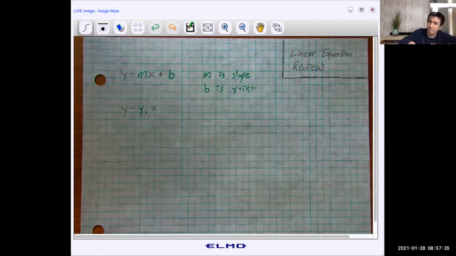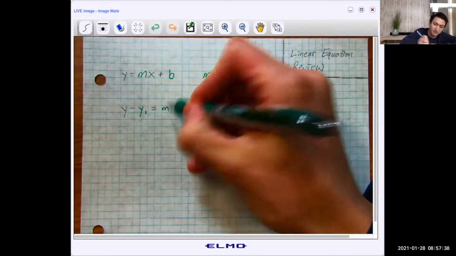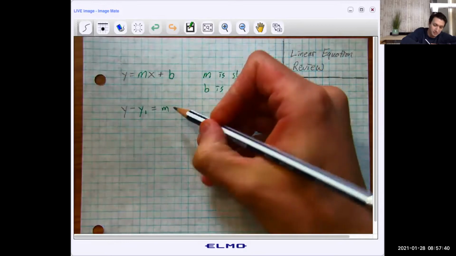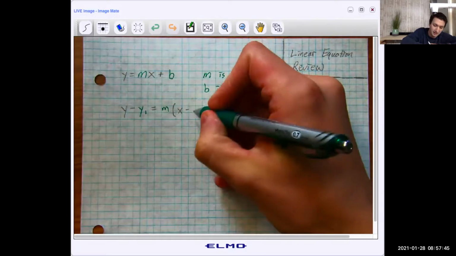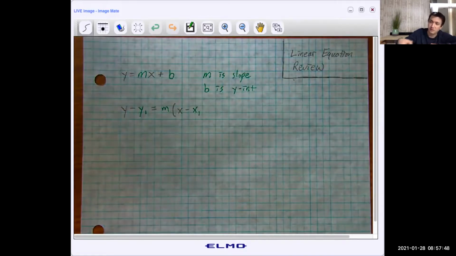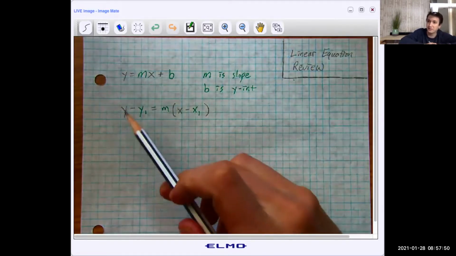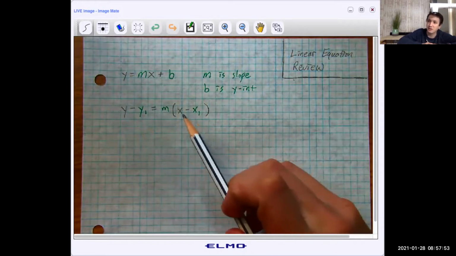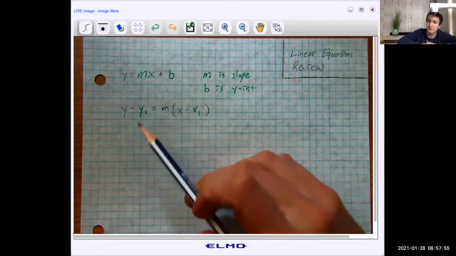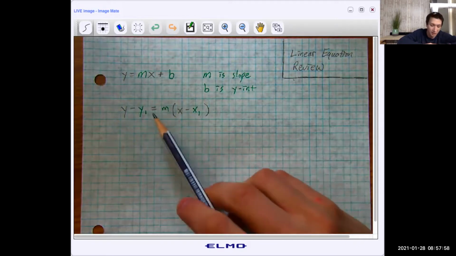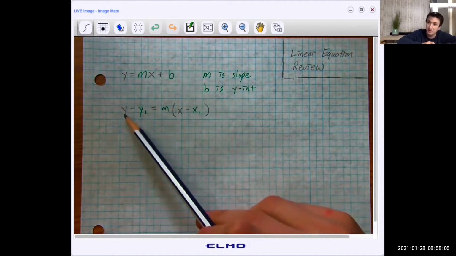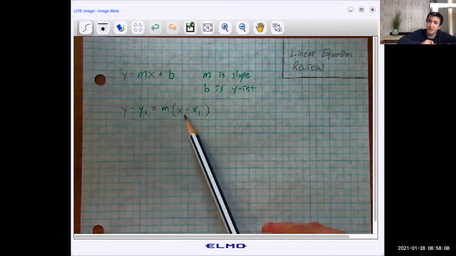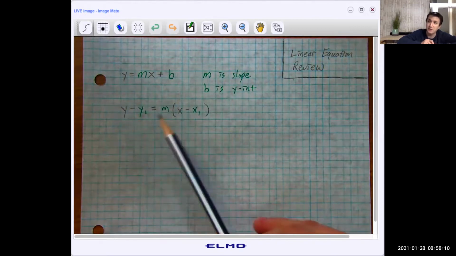Equals m, there's our slope again, parentheses, x minus, and then an x1. So you'll notice I got rid of the parentheses over on the left side because we don't need them. Really, the only ones we need are here. This is like the very simplified version of point slope. Again, all the things that are in green, we replace with actual numbers. We don't leave them like that. But notice too, the things that are in pencil, we leave those the way they are. We leave this as a y and we leave this as an x.